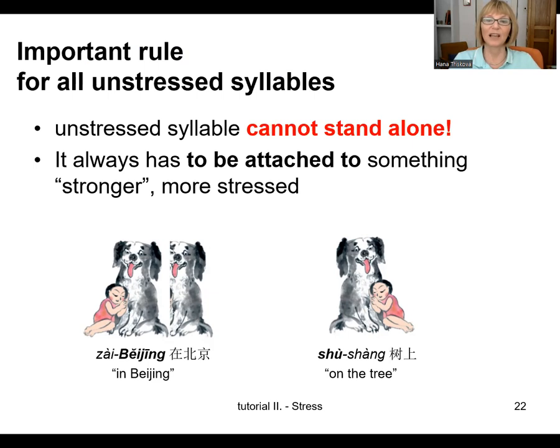Here is one important rule for all unstressed syllables. Unstressed syllables just cannot stand alone because they are so weak. They have to lean on something. An unstressed syllable always has to be attached to something stronger, more stressed. For instance, the preposition 在 in this 在北京, 在北京, or the postposition 上 in this 树上, 树上.